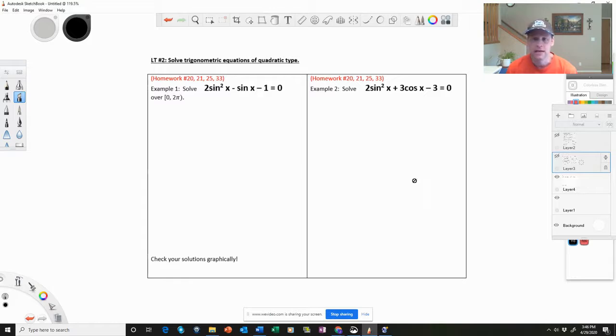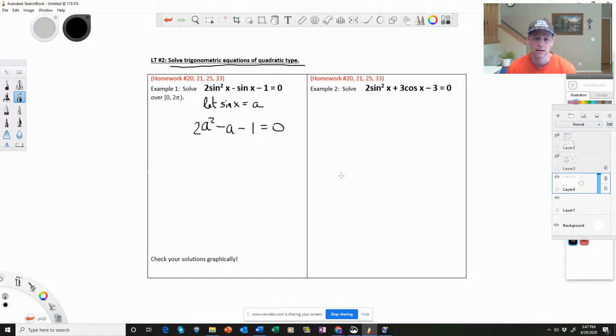Okay, let's go to the third screen. And this will be the last example for this particular video. And this is where we're going to be solving trigonometric equations of quadratic type. In other words, they're going to have a squared in it. So it's actually not going to be very hard to do. What we're going to basically do is pretend for a second that instead of having the sine of x, let the sine of x equal a. So I can rewrite my equation as 2a squared minus a minus 1 equals 0.